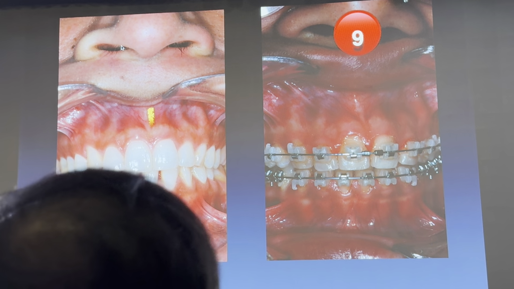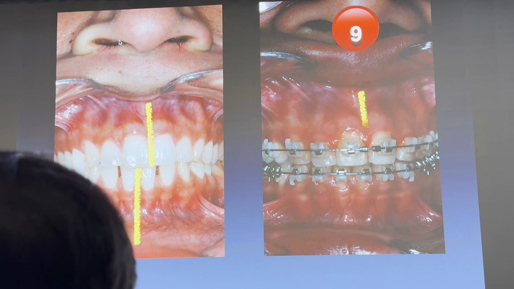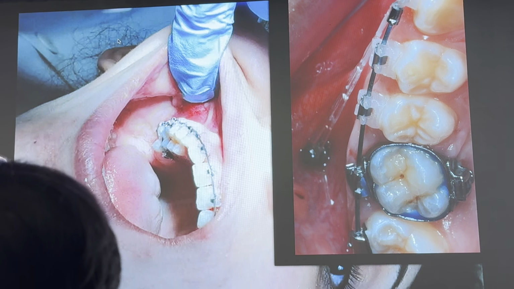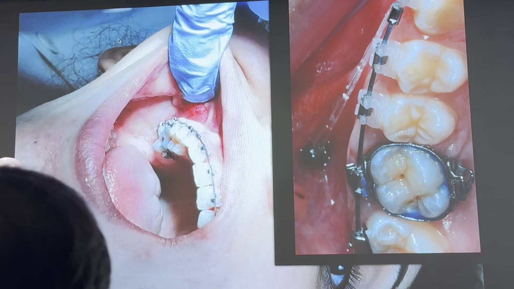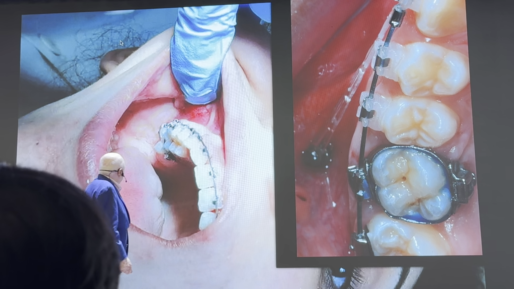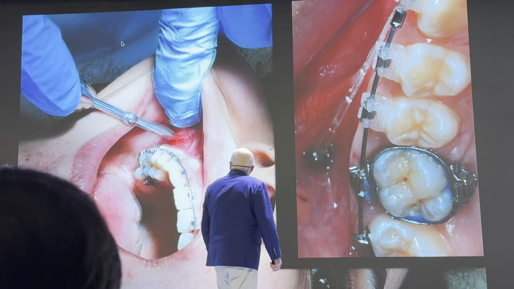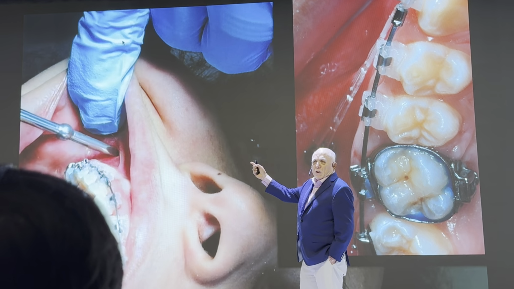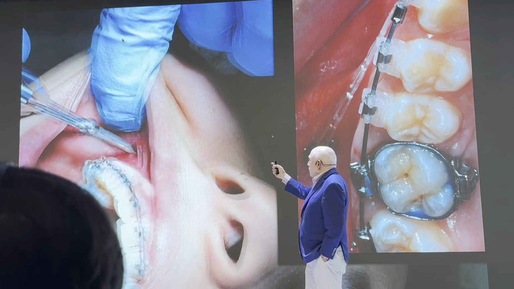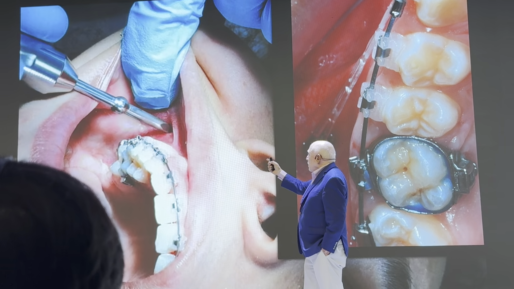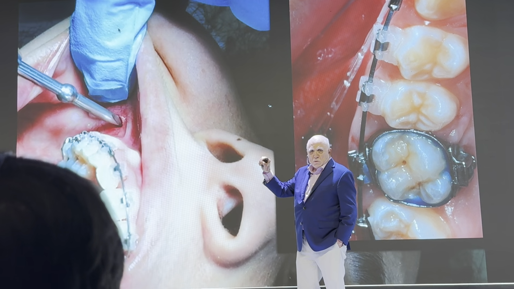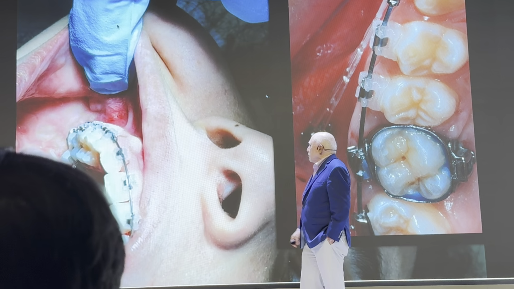So what we are going to do here is place an infrazygomatic TAD. Let's take a look at it. We have already infiltrated with local anesthetic. I just want to show you one, okay? And now what we're doing is, we make a scribe mark in the bone, in the zygomatic bone.